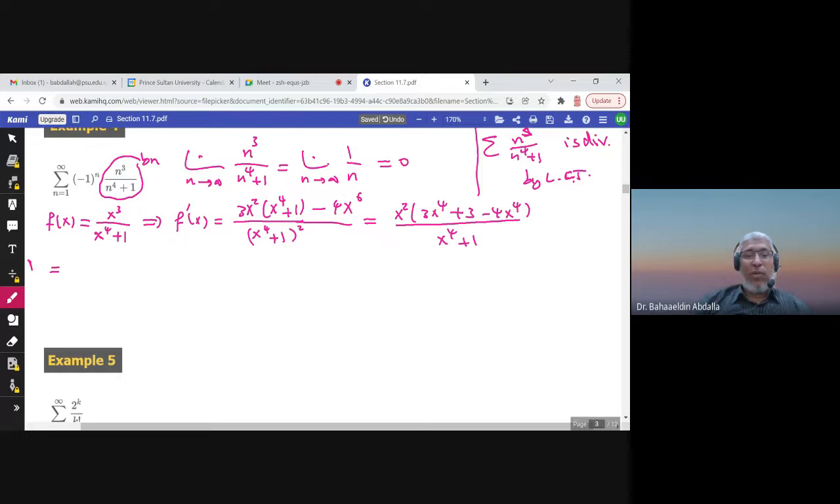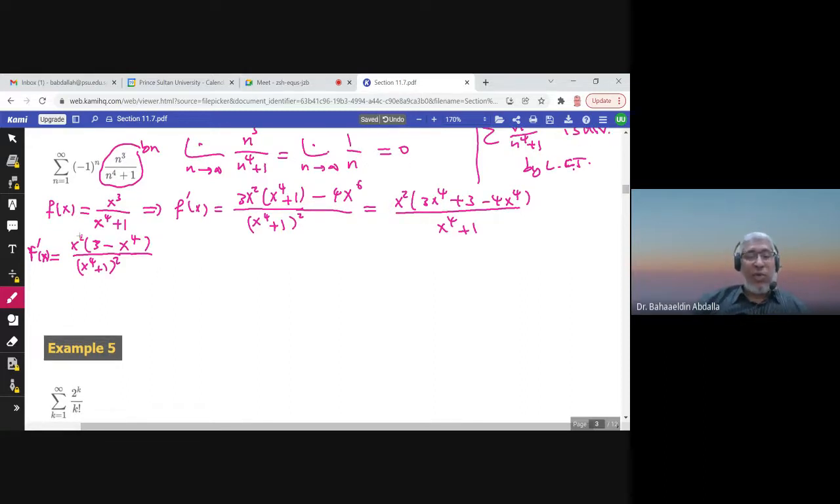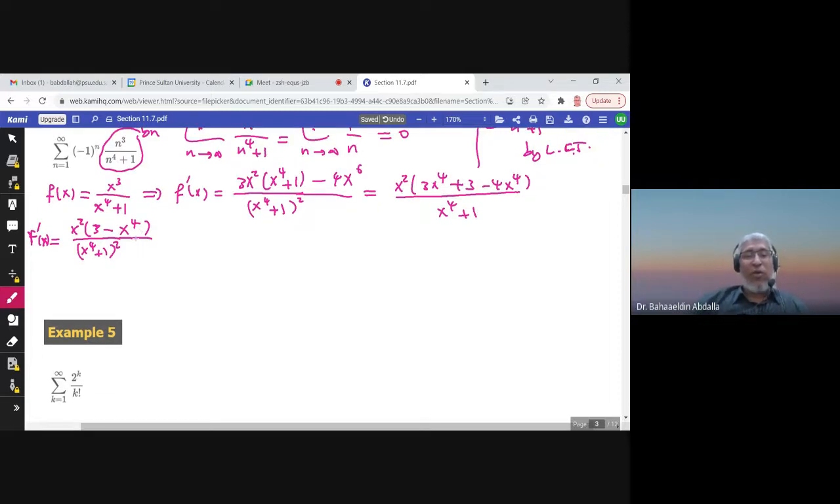So f prime of x is equal to x squared times 3 minus x to the power 4, over (x to the power 4 plus 1) squared. 3x to the power 4 minus 4x to the power 4 is negative x to the power 4. So I can see that this is x squared, always positive, x to the power 4 plus 1 squared, always positive. So f prime would be negative if 3 minus x to the power 4 is negative.